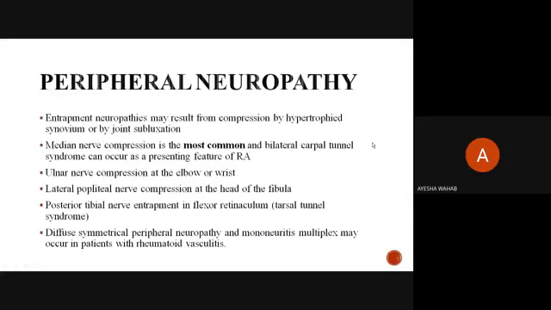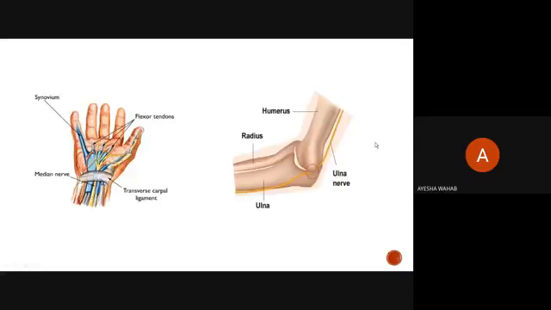Peripheral neuropathy is also seen in patients with rheumatoid arthritis. Next, please. As already discussed, there is hand swelling in rheumatoid arthritis patients. The hand swelling can compress the median nerve and lead to carpal tunnel syndrome. Due to rheumatoid nodules, the ulnar nerve can be compressed in the cubital tunnel and lead to cubital tunnel syndrome. Next, please.